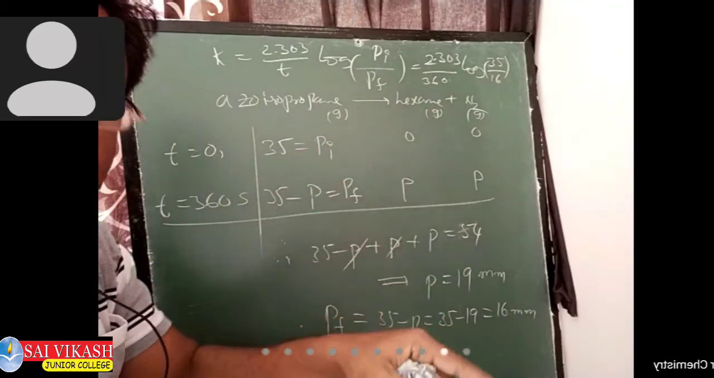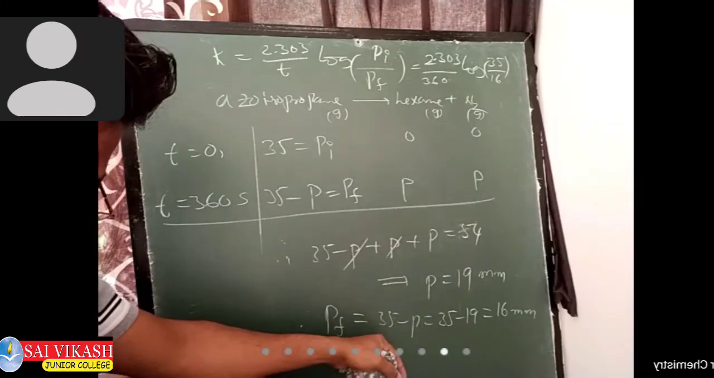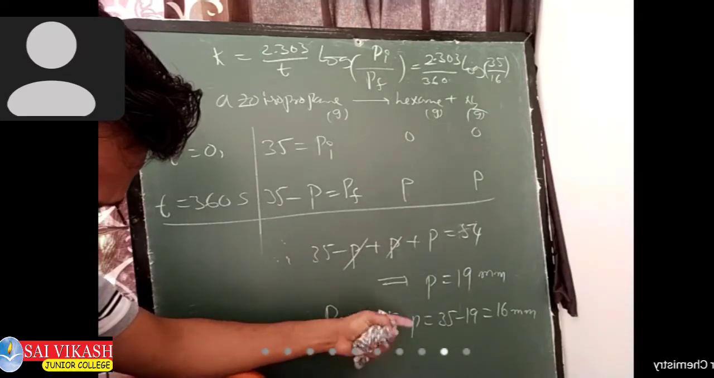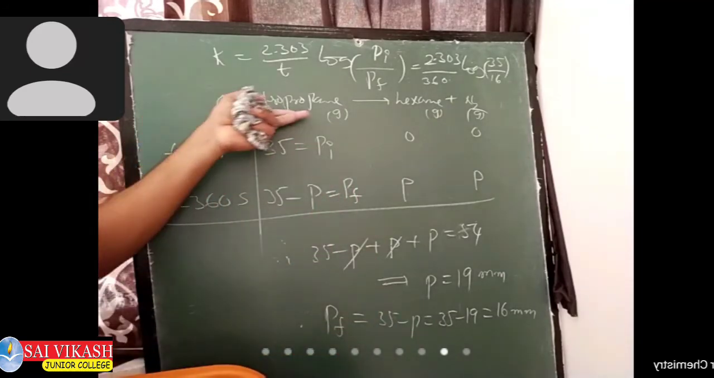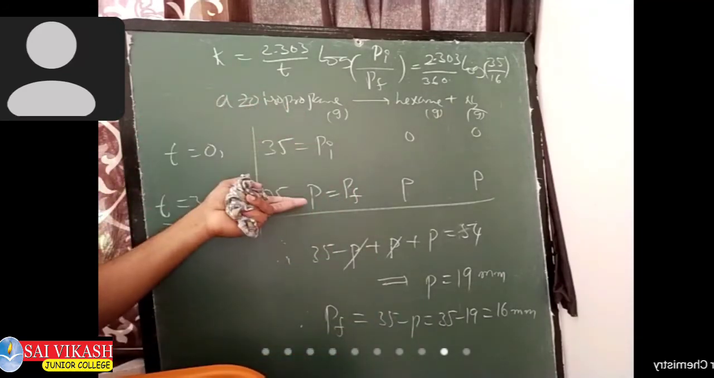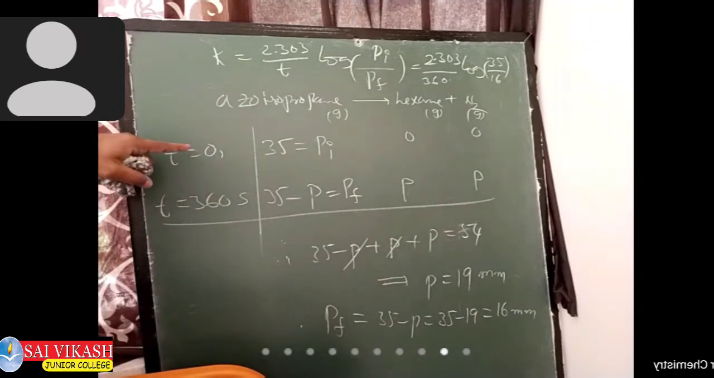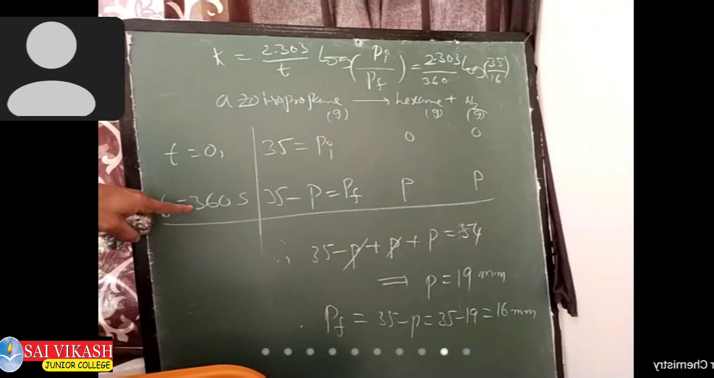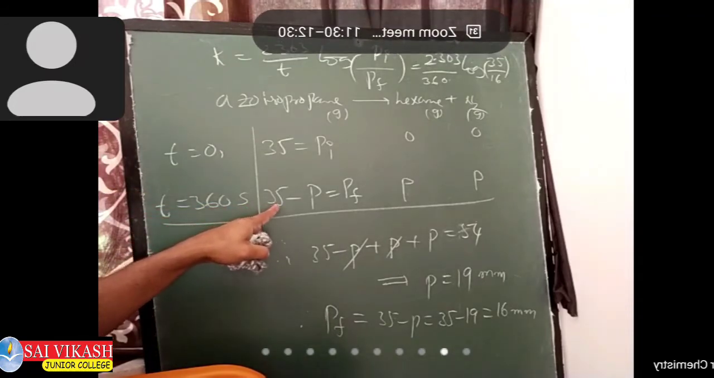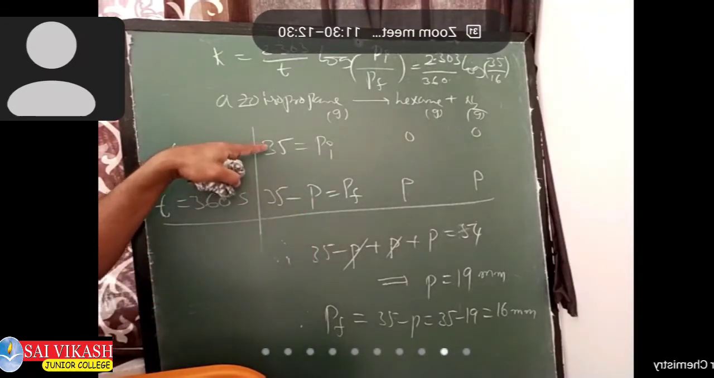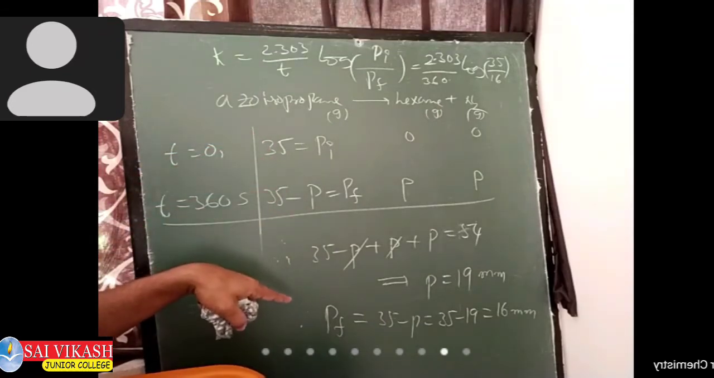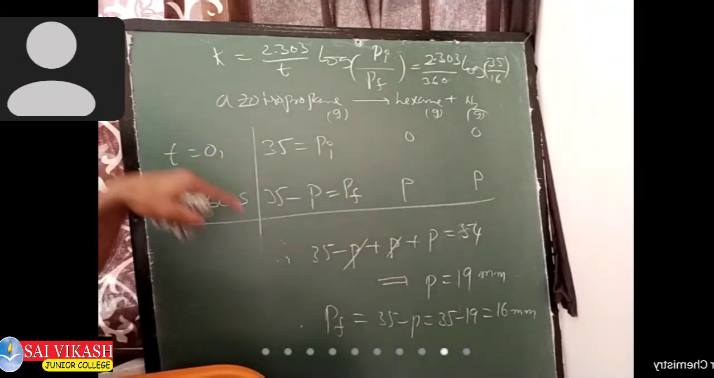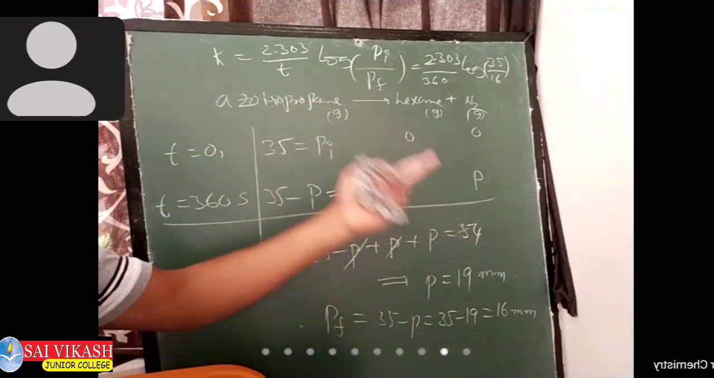How are we taking this as a first order reaction? Because here only one reactant is given. And again, see this: initially P is 35, and at time 360, the pressure has reduced from the initial concentration, it is decreasing. In zero order it decreases, in first order it decreases, in second order also it decreases.